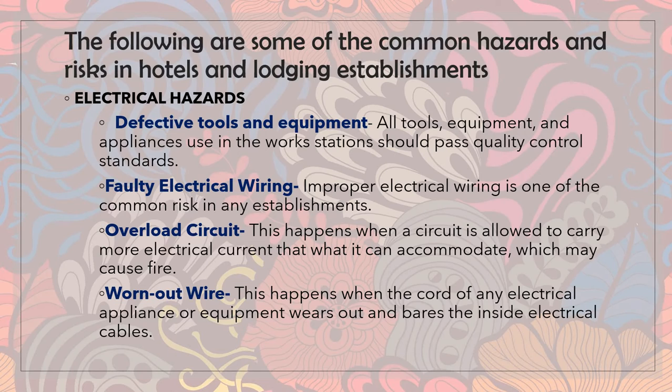The second one is faulty electrical wiring. Improper electrical wiring is one of the common risks in any establishment. Wiring safety regulations are implemented by the local government unit and the Bureau of Fire Protection or BFP to reduce this type of hazard. Regular checkup and monitoring of electrical wirings in all equipment and appliances should be observed.